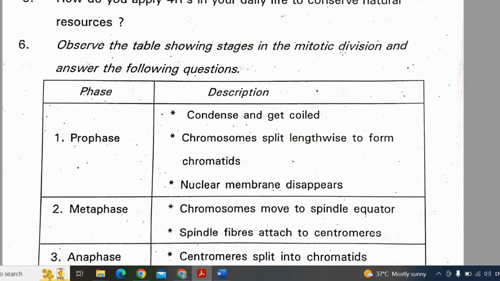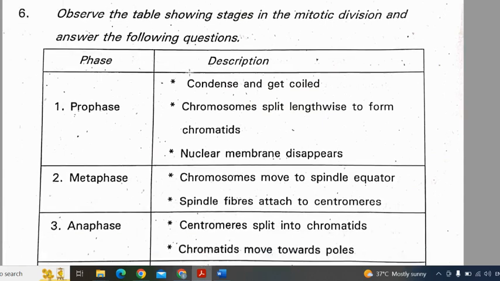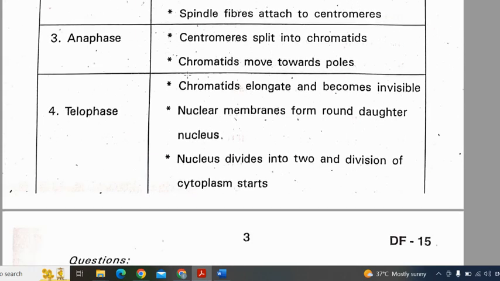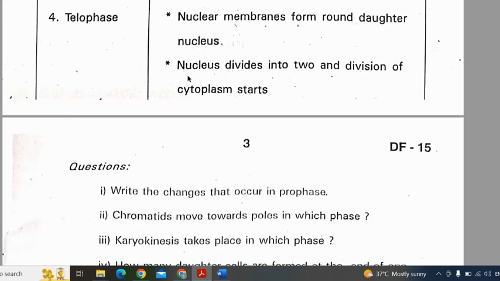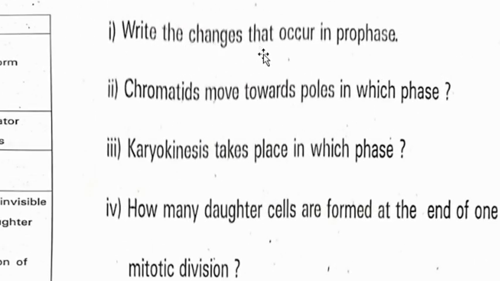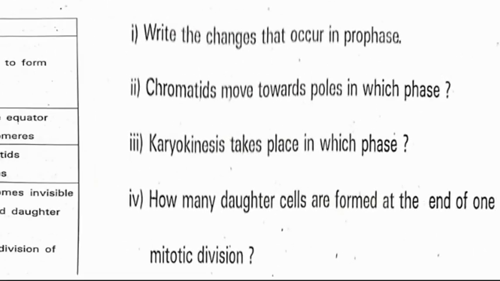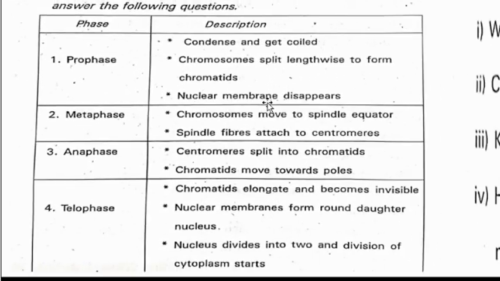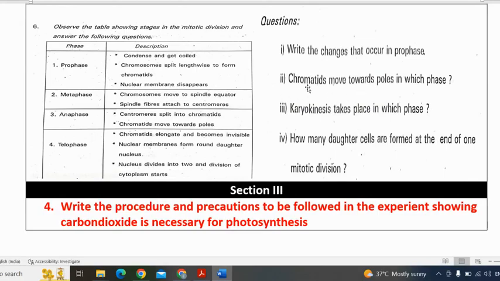Observe the table showing stages in the mitotic division and answer the following questions. First table question: write the changes that occur in prophase. In prophase, chromosomes split lengthwise to form chromatids. The nuclear membrane disappears in this phase.